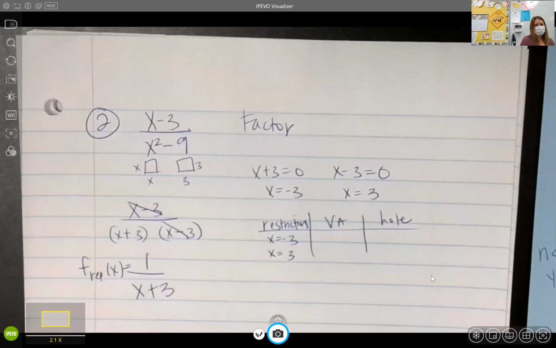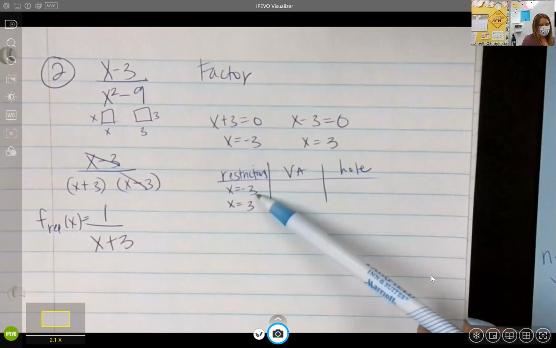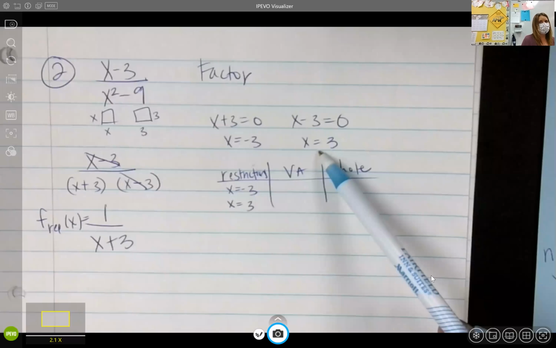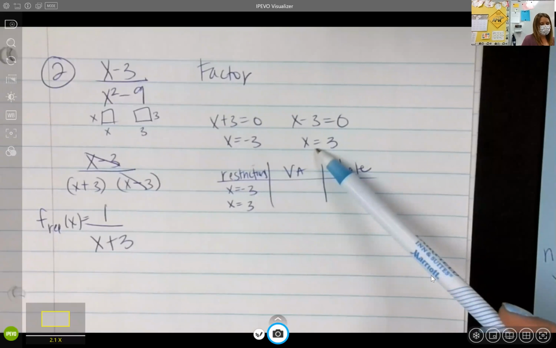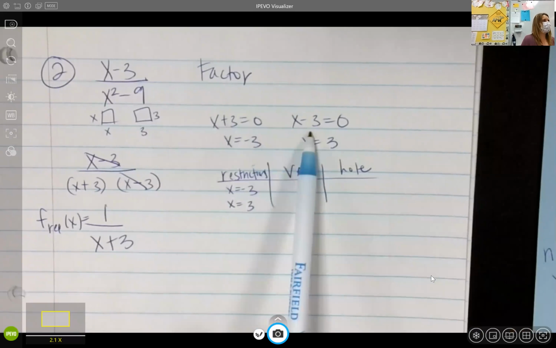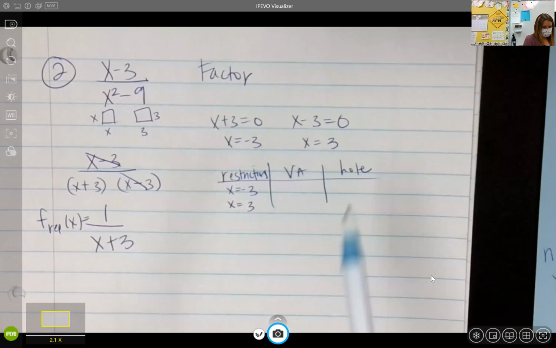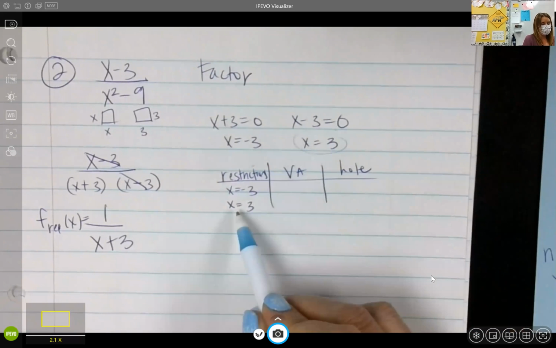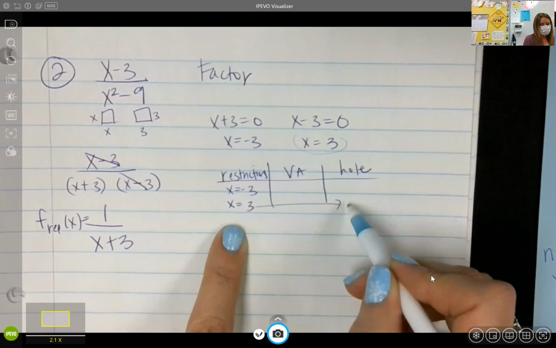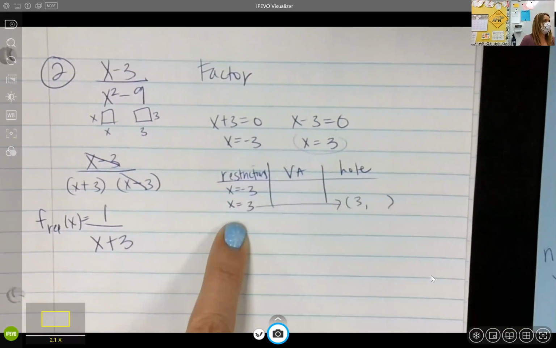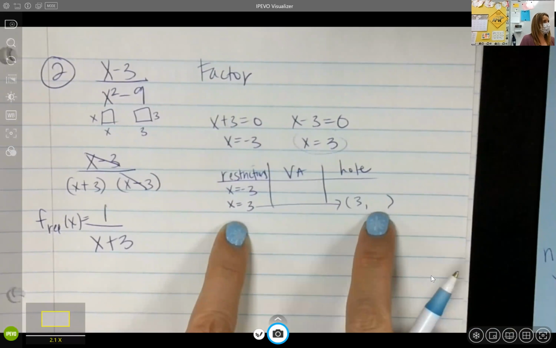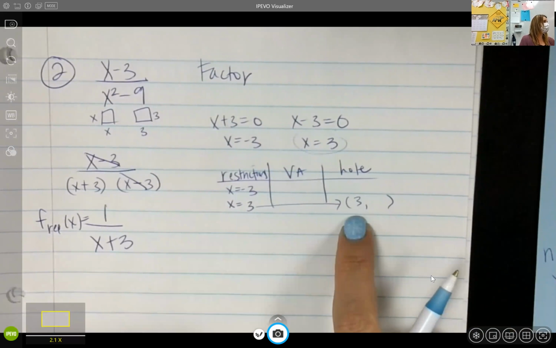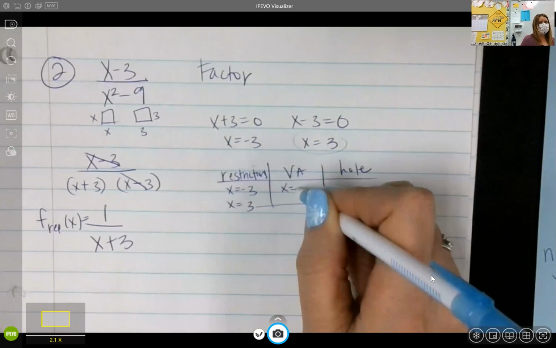Okay, awesome. So now you have to figure out which one of these crossed off. Did the x plus 3 cross off or the x minus 3 cross off? The minus 3 crossed off, which gave us the x equals 3, right? So where you have the x equals 3, you're going to move it, and it's going to become a hole. I'm going to find the y value in a minute, but this is the x value of the hole. A hole is a point on the graph. It's just an open circle. Okay, but the negative 3 didn't cross off, so that's still going to be an asymptote.